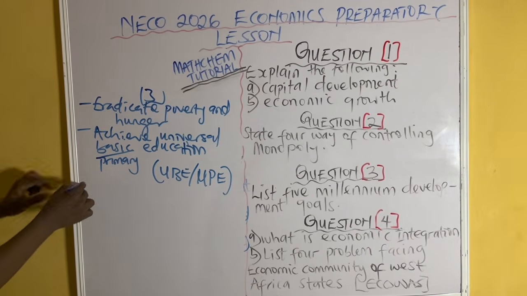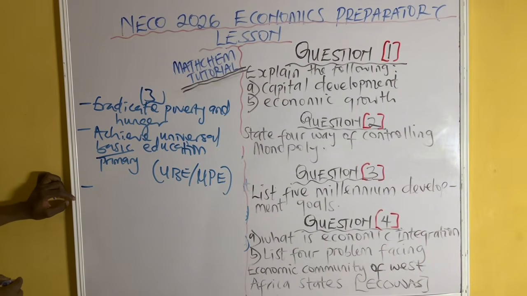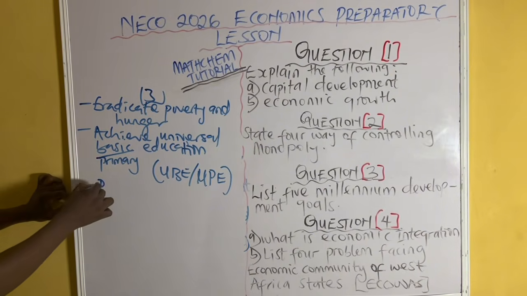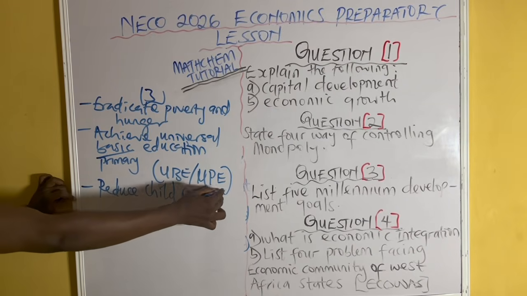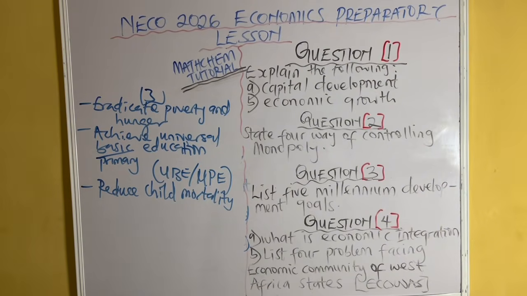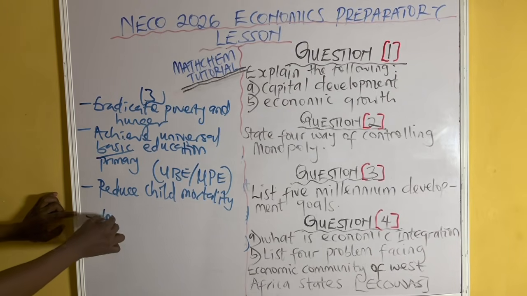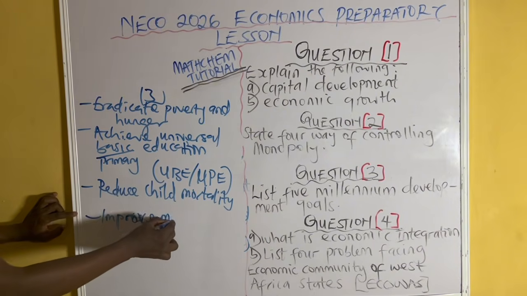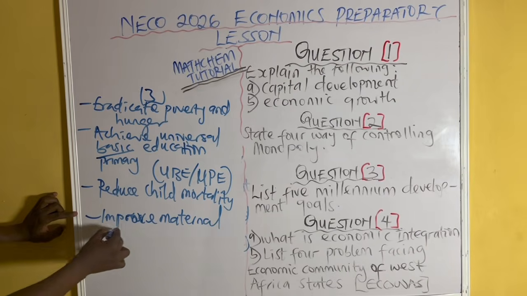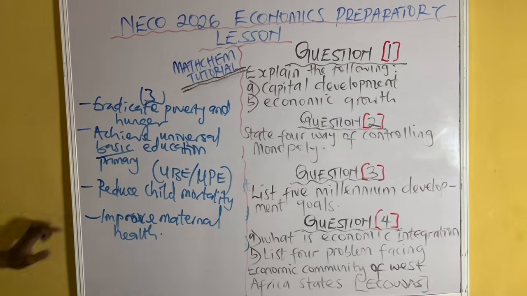Alright, another goal of the MDG is that they want to reduce child mortality. That means the child death rate. That's what they want to reduce. Now, another one is that they want to improve maternal health. So that's also part of their goals. So you can read up more and add more. Now let's move to the next question.